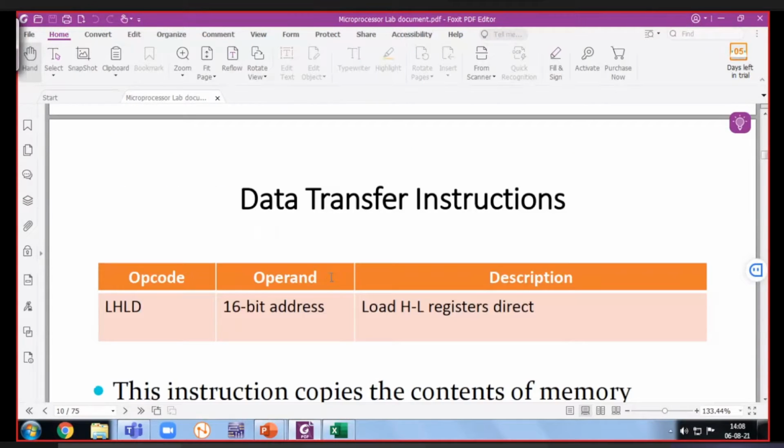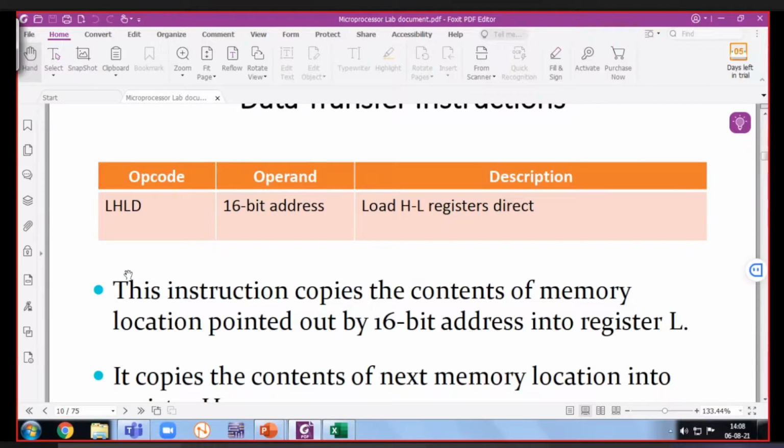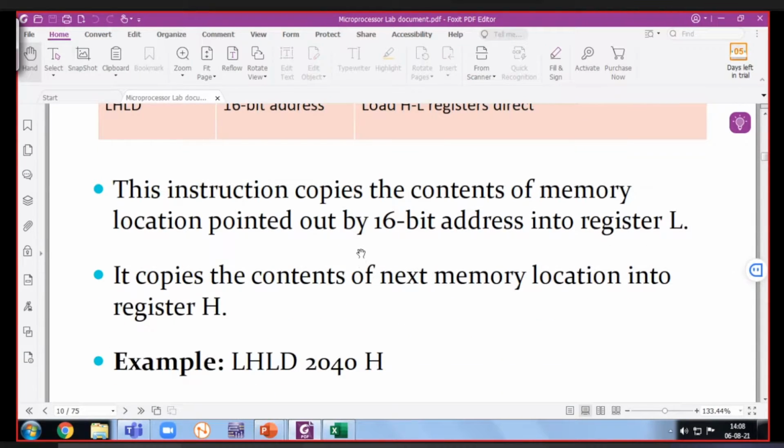LDAX B, then comes LHLD. Again, this is an example related to the 16-bit address instructions. LHLD, 16-bit address, load HL register directly. This instruction copies the contents of the memory location pointed to by the 16-bit address into register L. It copies the content of the next memory location into register H.